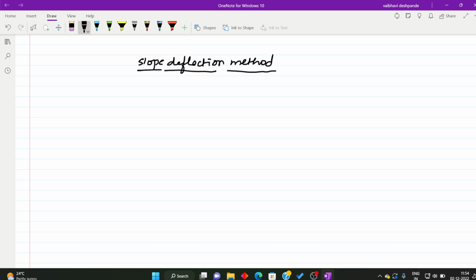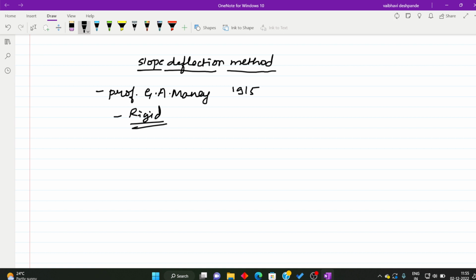The slope deflection method was first presented by Professor G.A. Maney in the year 1915. And in this method, the joints are considered to be rigid. This is very important. That is, the joints rotate as a whole and the angles between the tangents to the elastic curve meeting at a joint do not change due to deformations.